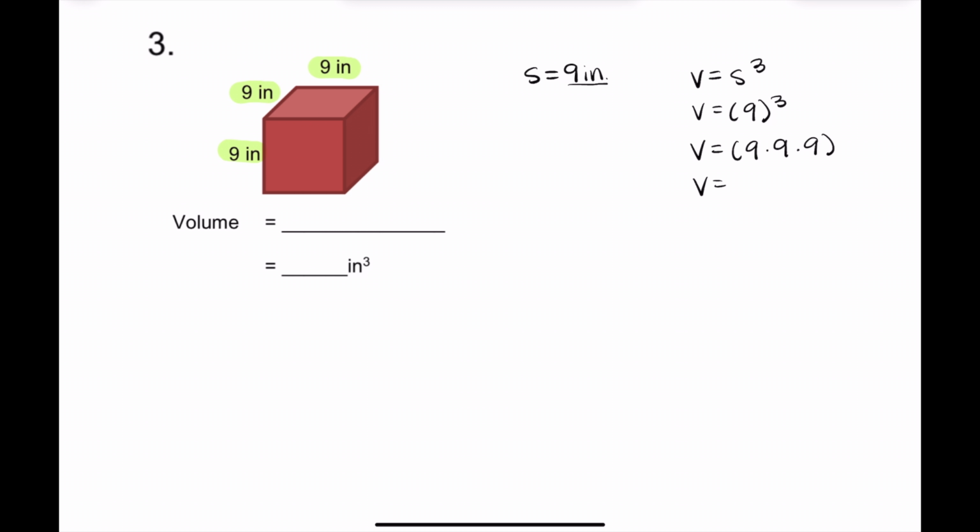So when we do that, we know 9 times 9, well, that gives us 81. And 81 times 9 we will do on the side here. We know 1 times 9 is 9, and 9 times 8 gives us 72. So our answer for number 3 for this cube, the volume would be 729 inches cubed. So that wraps up our practice problems for today.